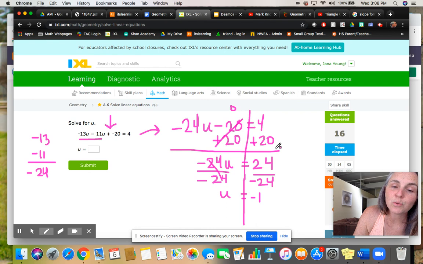So I added 20 to both sides and I got 24, divided by negative 24 and got negative 1.